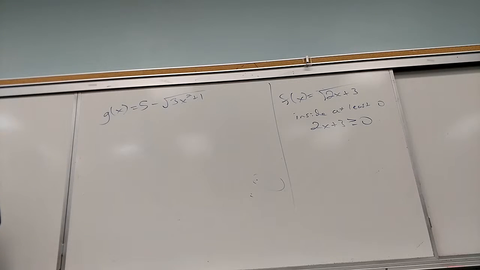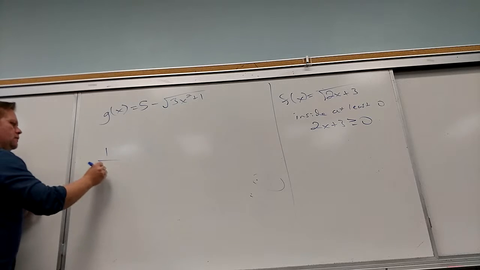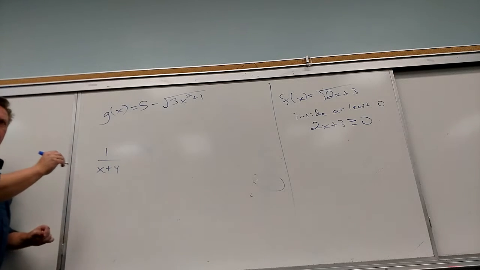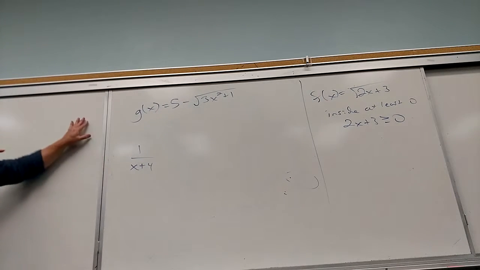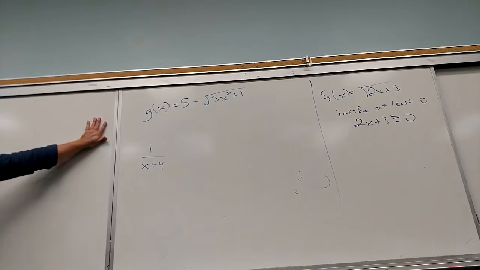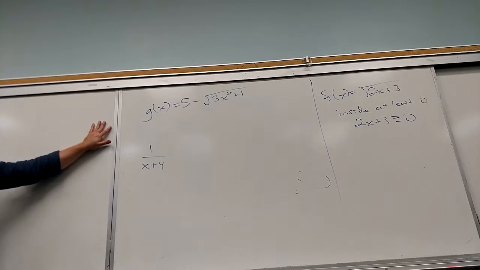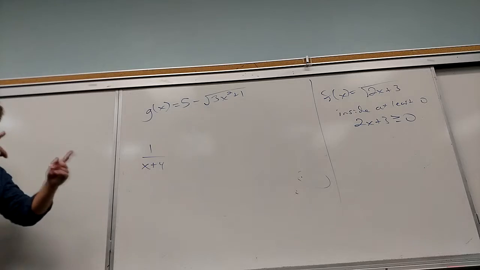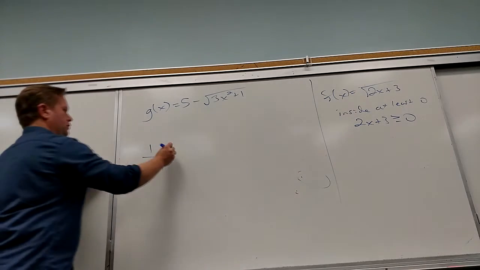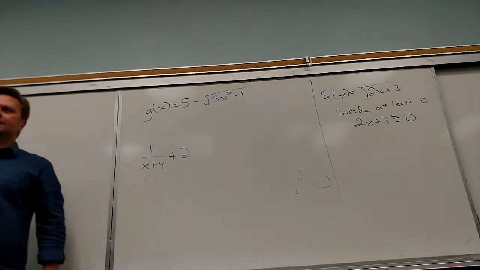I wish you guys could see this. Like, what's the domain of this guy again? What's the domain of that guy? X can't be negative 4 because it makes the bottom 0. So X cannot be negative 4. What is the domain now? Still X can't be negative 4.